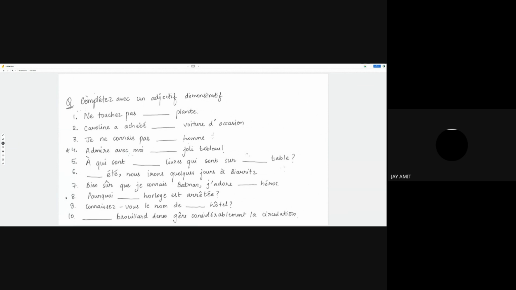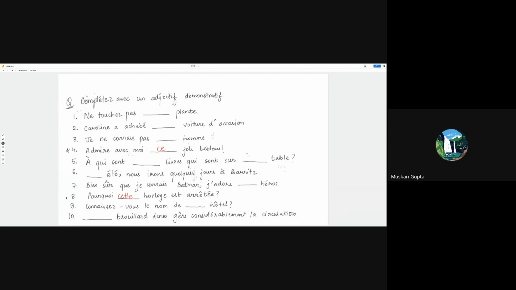Yeah, done. Okay, all correct except the fourth one. The fourth one, tableau, it's not feminine. Tableau means board, masculine. So you have ce tableau. And the eighth one, it's feminine. That's an exception. It will be cette only. It's a feminine singular. Okay, that's it. All are correct.